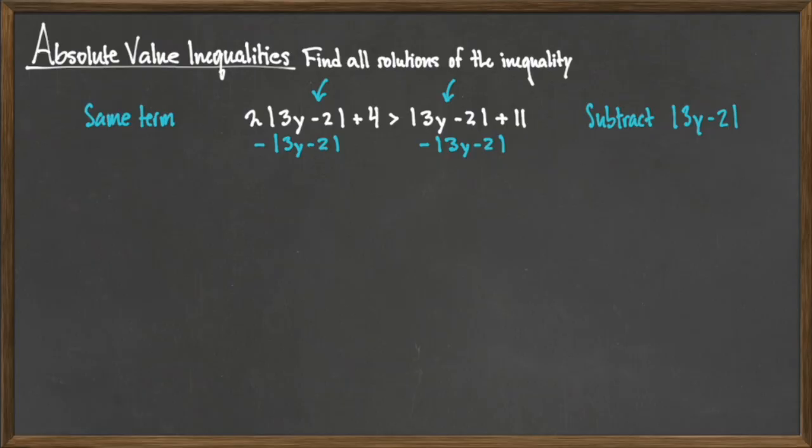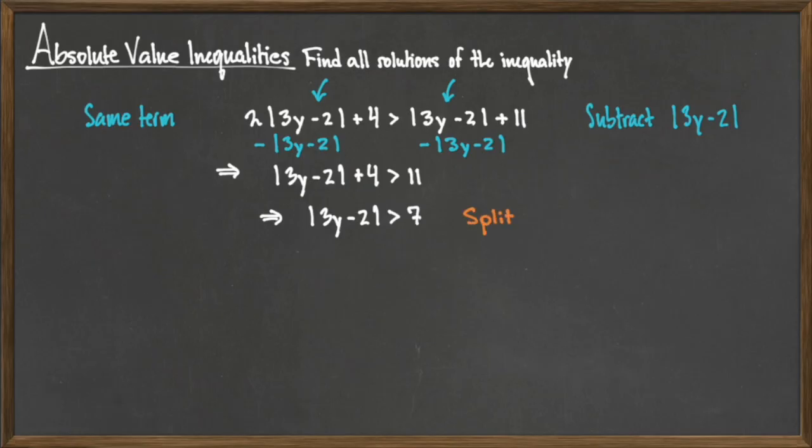So 2 copies of this absolute value minus 1 identical copy is going to give us the inequality absolute value of 3y minus 2, plus 4, is greater than 11. Next, let's subtract that 4 from both sides to put things into the desired form. I'm going to get absolute value of 3y minus 2 is strictly bigger than 7.